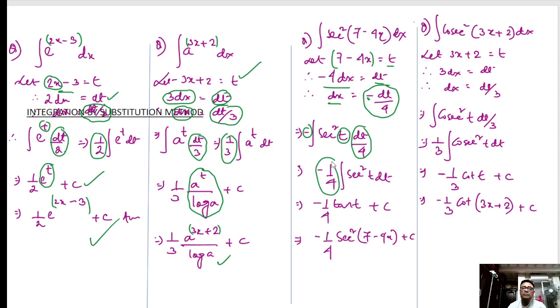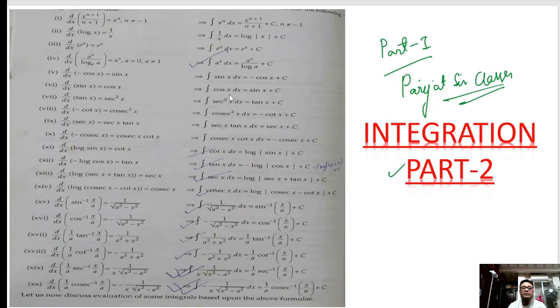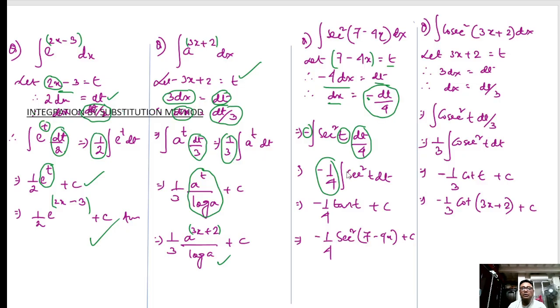Integration of sec square x, please watch, is tan x plus c, so we will put it there. Then integration of sec square t will be tan t. Okay, this will be tan t. So in place of t I will replace 7 minus 4x. So that is the answer of this.